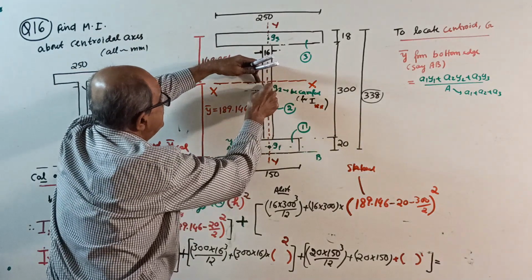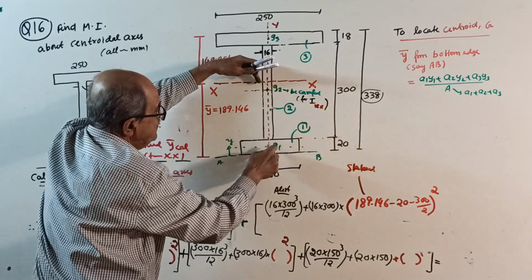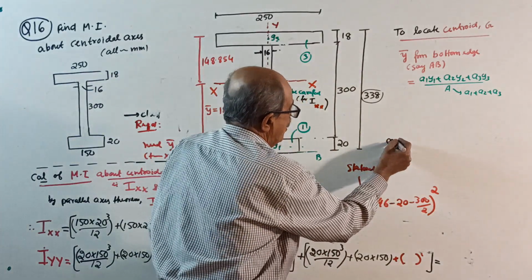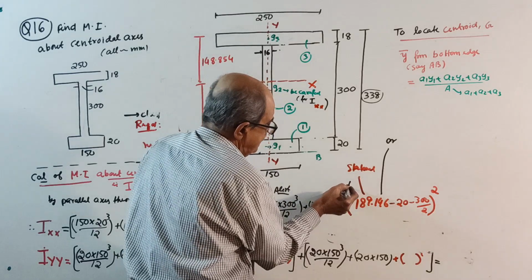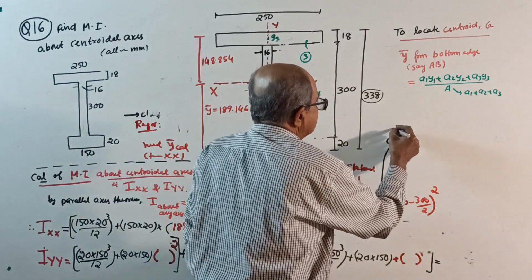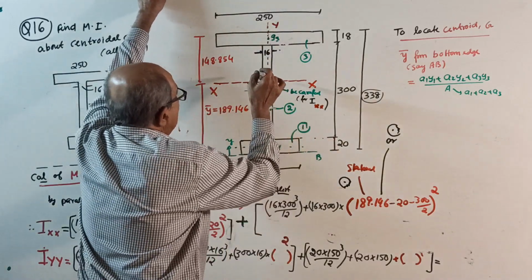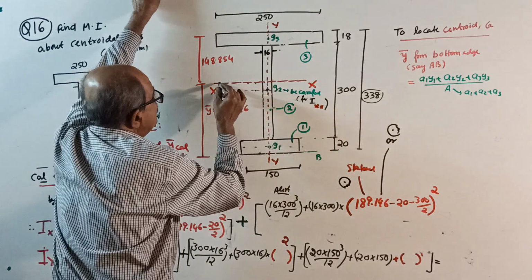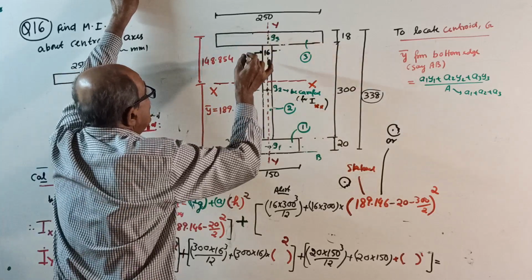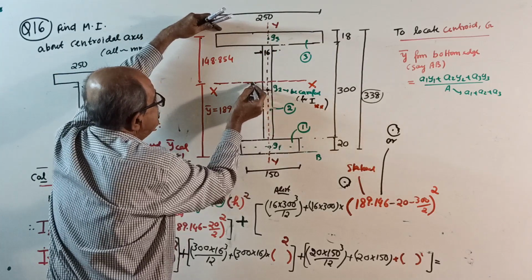189.1, we want this distance. 189.146 minus this distance, which is 20 and 300 by 2. Or, make a note, if you look at the bottom side or if you look at the upper side, then make a note. If you look at the upper side, this G2 is below xx. So if I use the upper side, this is 148.854. So from G2 to here, this distance squared is required.